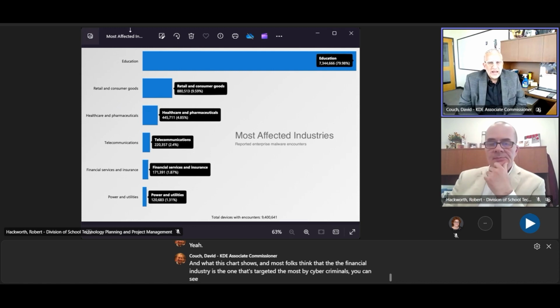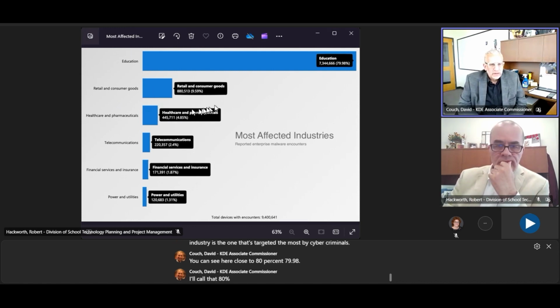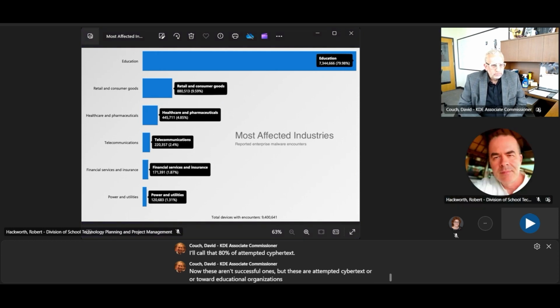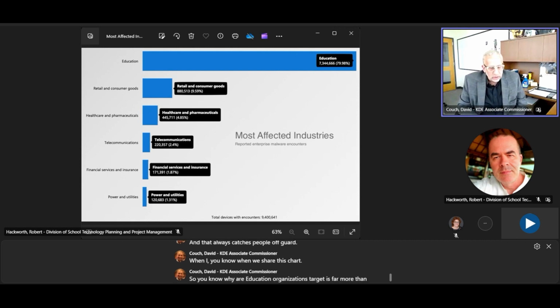You can see here close to 80%, 79.98, I'll call that 80%, of attempted cyber attacks. Now, these aren't successful ones, but these are attempted cyber attacks toward educational organizations. And that always catches people off guard when we share this chart. So, why are educational organizations targeted far more than anyone else?